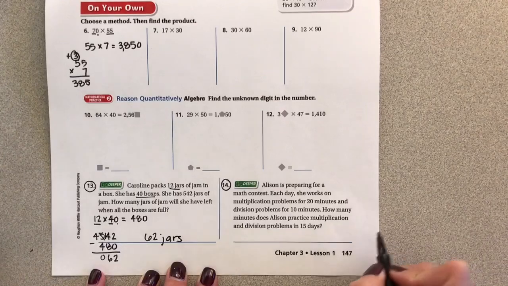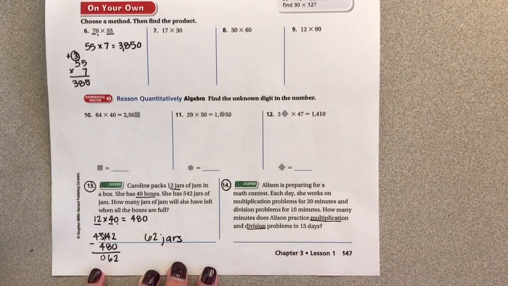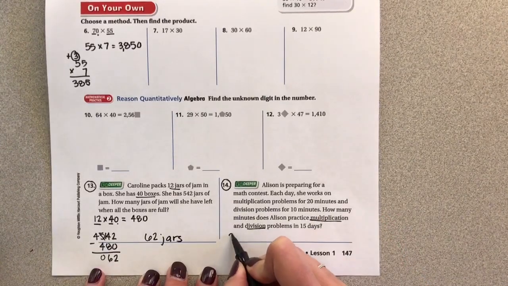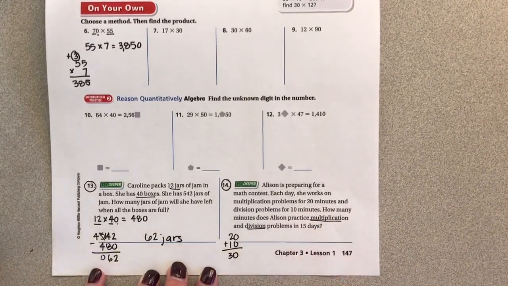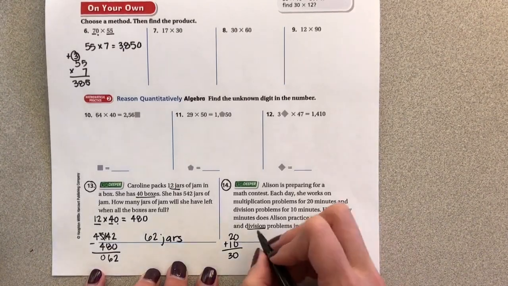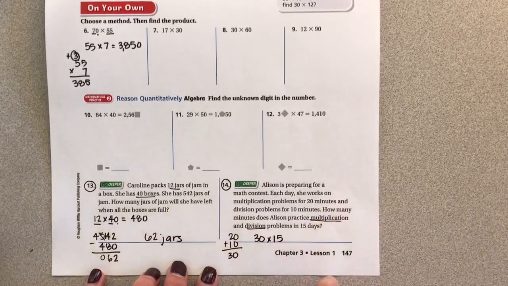So first, I want to know how much time she is spending practicing her multiplication and division problems in one day. So I'm going to add my 20 minutes plus 10 minutes. So 20 plus 10 is 30. So she's practicing her multiplication and division facts for 30 minutes a day. But now she's practicing for 15 days, so I want to know how much time she's practicing over those 15 days. So I'm going to do 30 times 15.